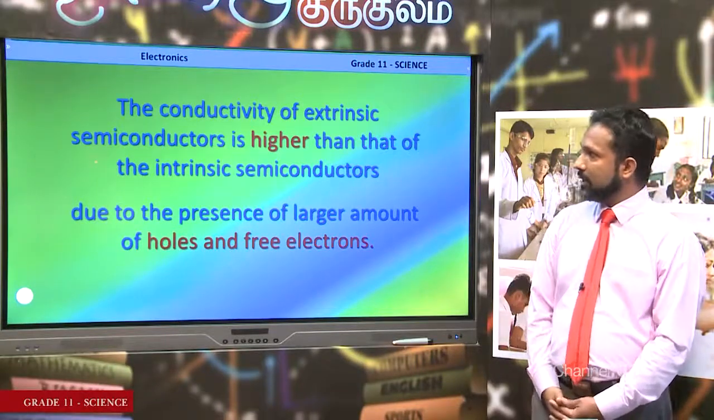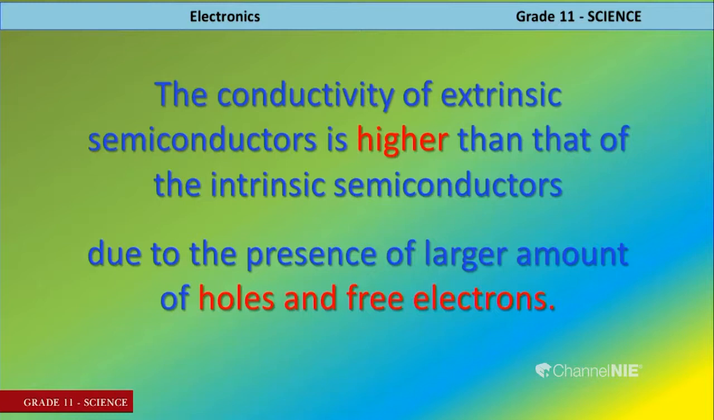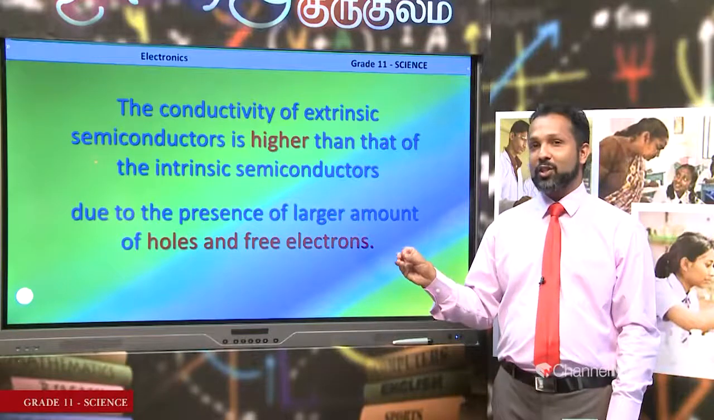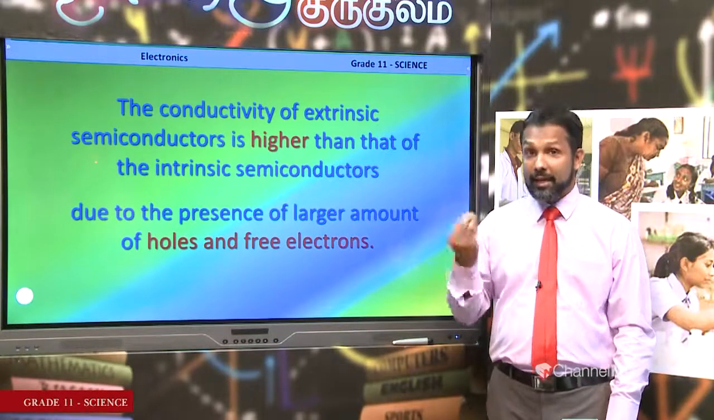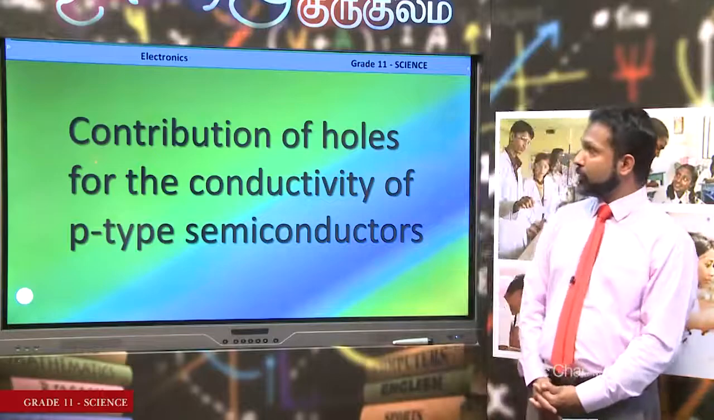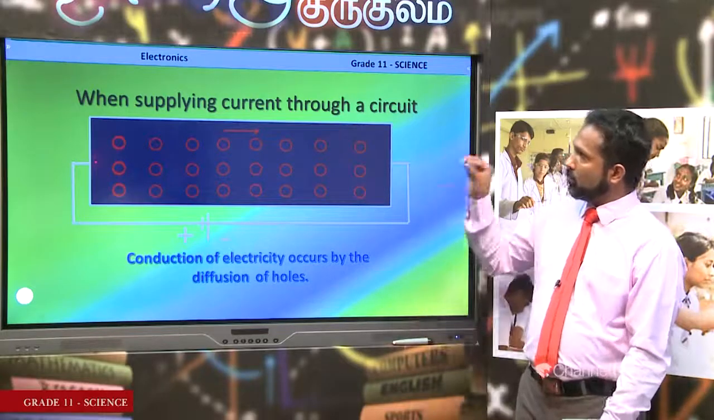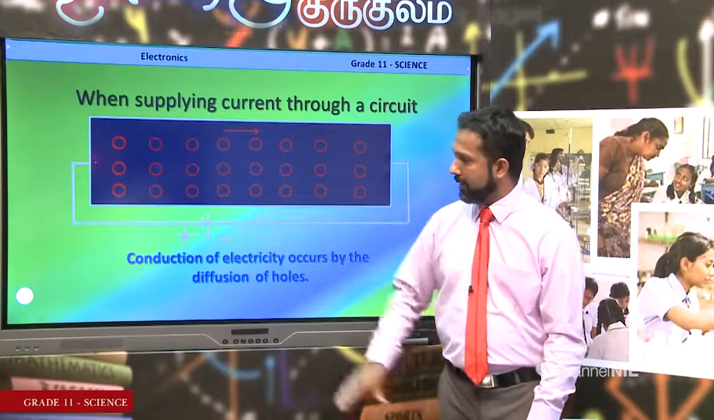So, my dear children, as we studied so far, the conductivity of extrinsic semiconductors is higher than that of the intrinsic semiconductors due to the presence of a large number of holes and free electrons. You can remember, p-type semiconductors consist of a large number of positive holes. N-type semiconductors consist of a large number of negative free electrons. So then we can focus our attention on the contribution of holes for the conductivity of p-type semiconductors. Here, when supplying a current through an external circuit, positive, negative, this is the cell, what will happen?